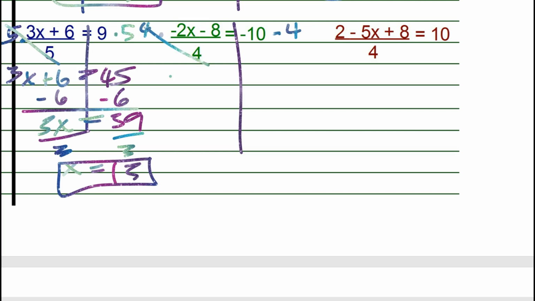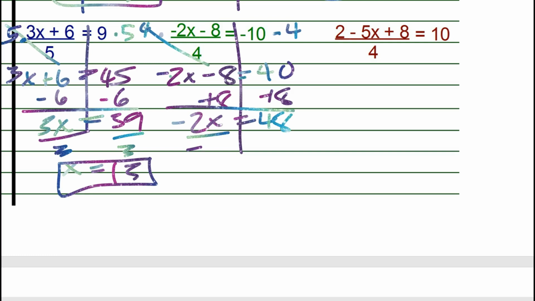Oh, gosh. So we get negative 2x minus 8 is equal to 40. What do we do now with this one-step equation? We add 8 to both sides. We get negative 2x is equal to 48.